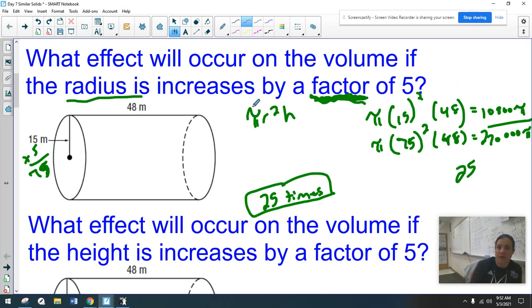The shortcut is to figure out what would happen if you plugged that factor of 5 inside of your formula. It would go in with the radius because I'm increasing the radius by a factor of 5. So it would look like this. You would do 5 times the radius. So what happens here is if it's in parentheses like that, you'll be squaring the 5.